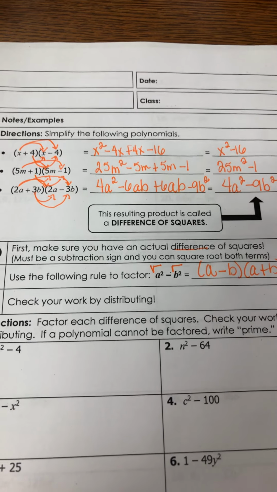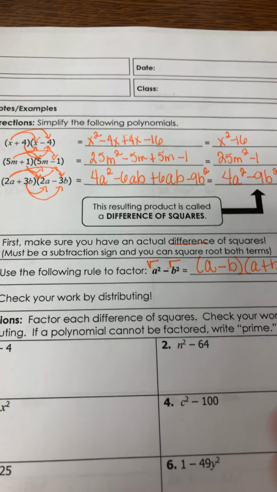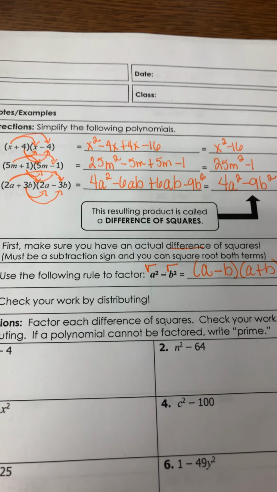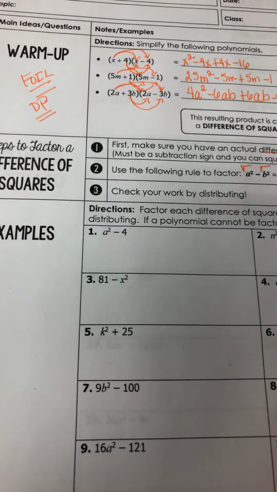So when you do these, always check for a GCF first. If you have one, factor out your GCF and then do your difference of two squares. But if you don't have a GCF, go ahead and factor your difference of two squares. Let's look at number 1.